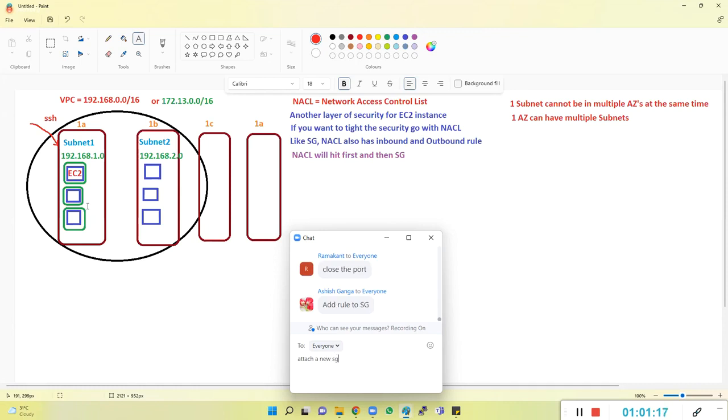Close the port. Add a rule to the SG. Guys, you have to use the technical words. Don't say close the port or add the rules. You should say deny SSH to the security group. Write that down: deny SSH protocol to the security group. That means remove it. You might have allowed the SSH, right? Delete that rule.